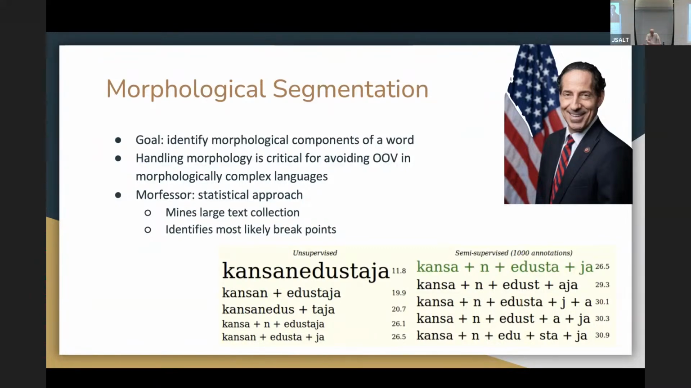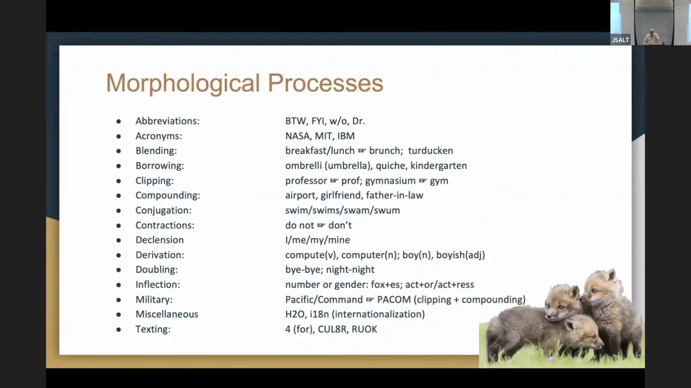This is an example of an attempt to automatically segment this word, which means congressman, into its component parts. And there are a lot of different morphological processes that you need to deal with if you're doing morphology. Things like compounding, where in some languages like German, you can take two good words and glue them together to form a new single word, a perfectly legitimate German word. It's never been seen before, it will never be seen again, but it's a legitimate word. You just shove these two smaller words together.